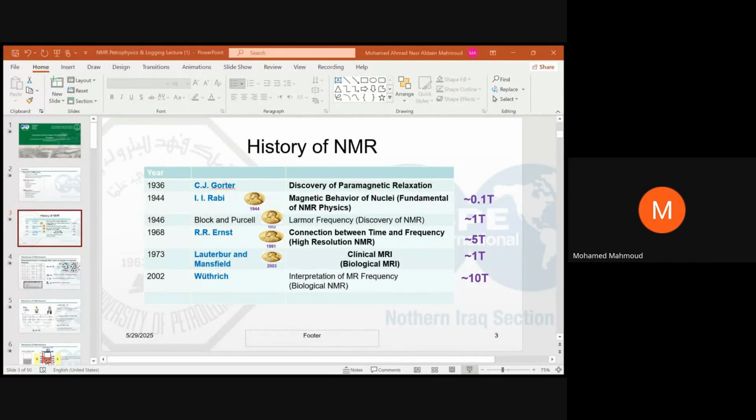Okay. So basically here I'm listing different applications for NMR, with the Nobel Prize holders for different magnetic fields, from 0.1 to 10 Tesla.